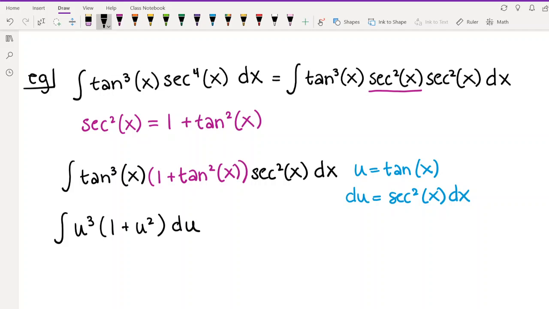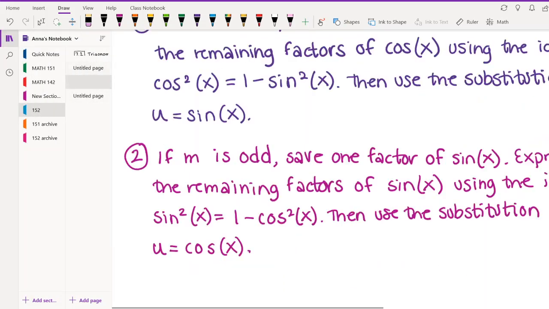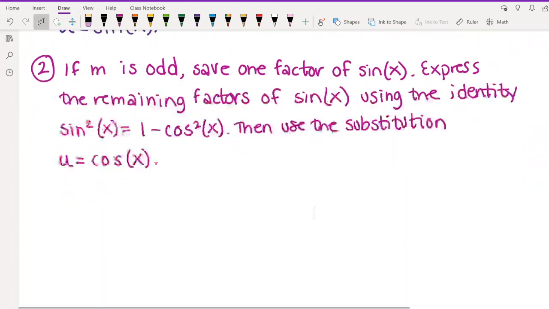If this had been, let's say, secant to the 6th, then we would have been left with a 4th here, right? And so we would have had to take this whole thing and square it. So same idea that happened with the other one. As long as what you're left over with is an even power of secant, you can express it as secant squared to some power. So let's write this down as kind of a general rule, and then we'll see how it goes when we reverse the roles of which substitution we're doing.